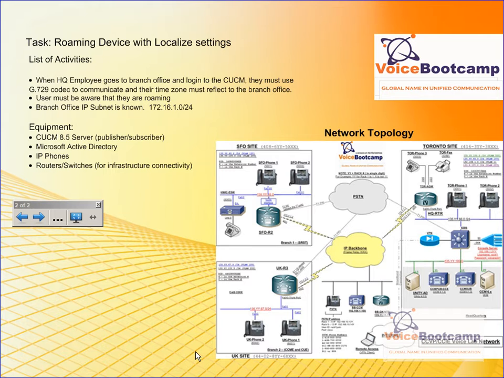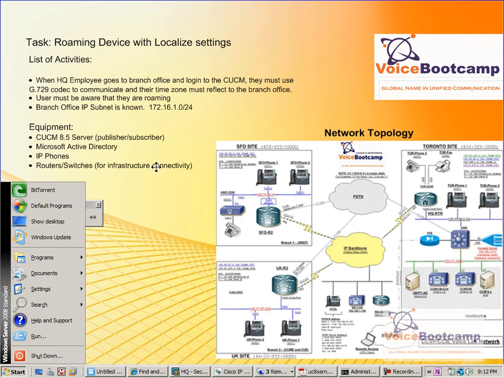Also, they're in a different time zone, so their phone should reflect the time zone of that particular location, not that of the head office that is usually configured. In order to configure this, the user must also be aware that they are roaming, just for notification purposes. So in order to achieve this, you must know the IP subnet of the branch office. To complete this lab, you need a call manager, IP phone, and router and switches.